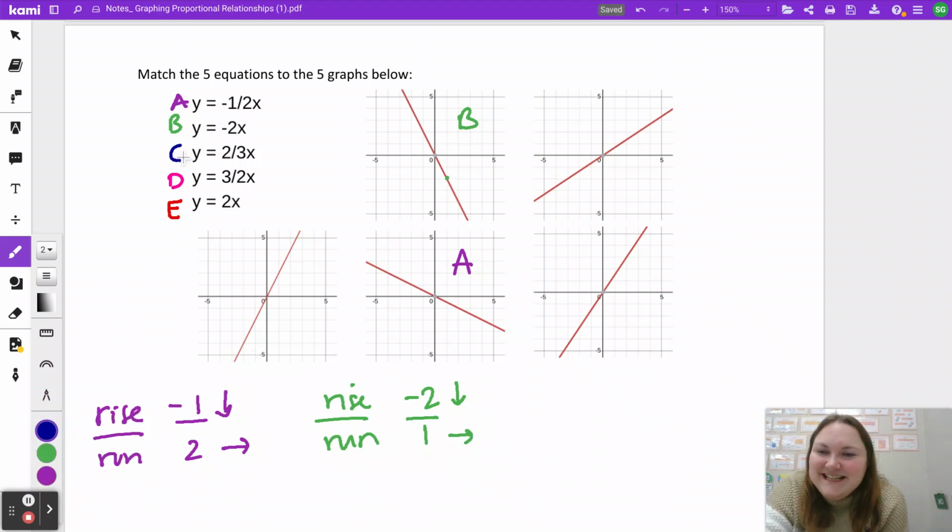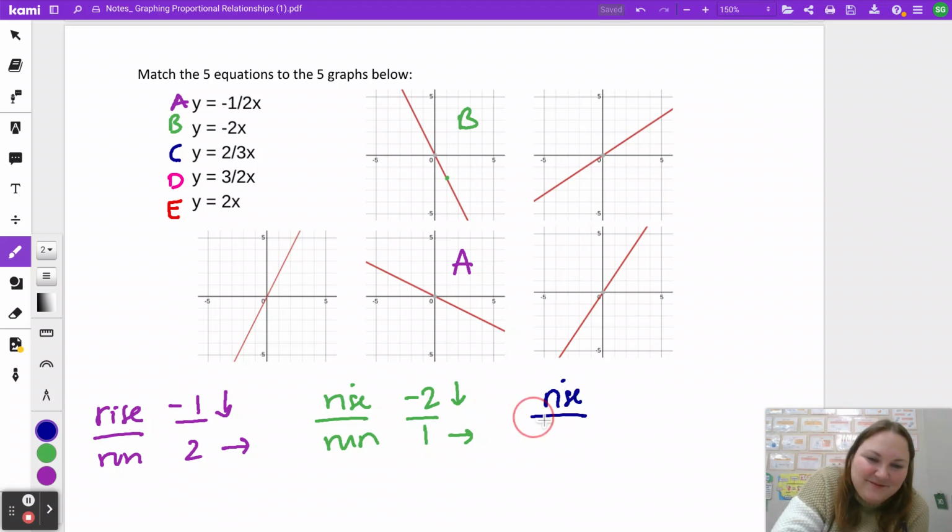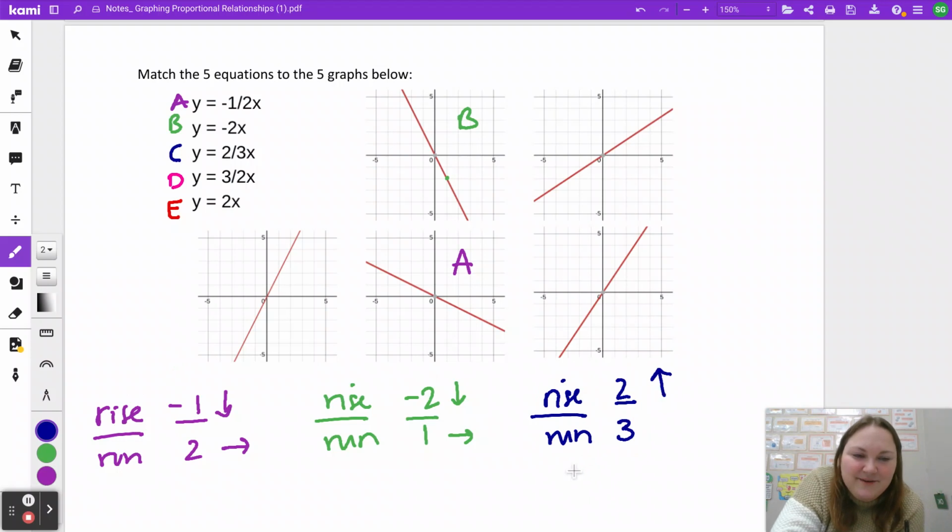For equation C, our slope is 2/3. If I'm matching that with rise over run, 2/3 means our line should be going up 2 and over 3. Which graph is going up 2 boxes and over 3? That's this graph right here, up 2 boxes and over 3.